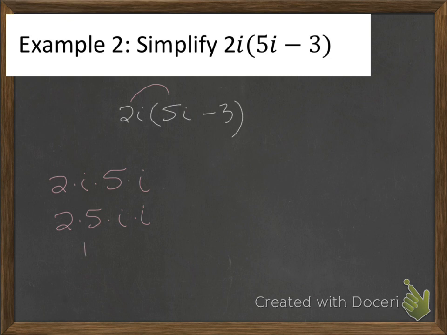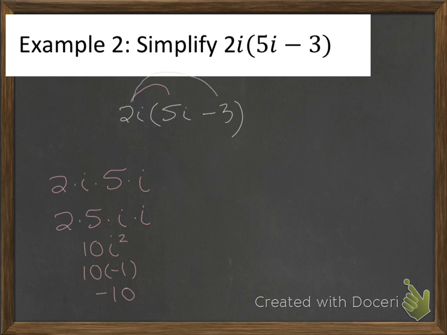So 2 times 5 is 10. i times i is i squared. Again, remember, i squared is negative 1. You have to make the substitution. If you leave i squared as part of your answer, you're not going to earn full credit. So 10i squared is 10 times negative 1, or negative 10. Well, we kind of stopped in the middle of the problem here, right? We still have to do the other half.